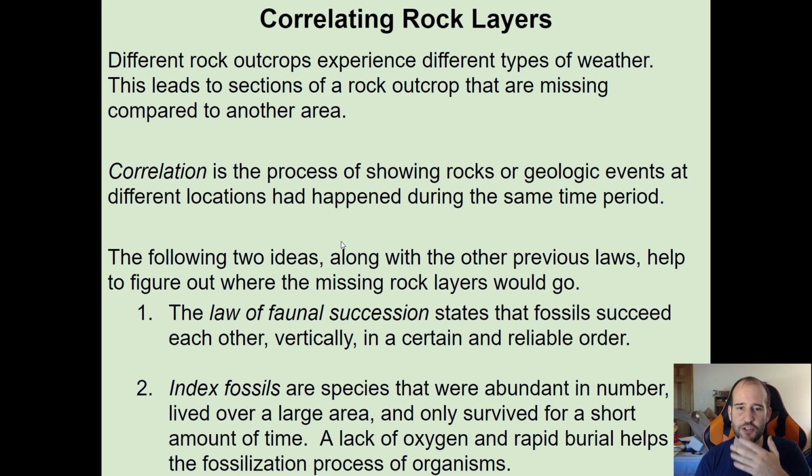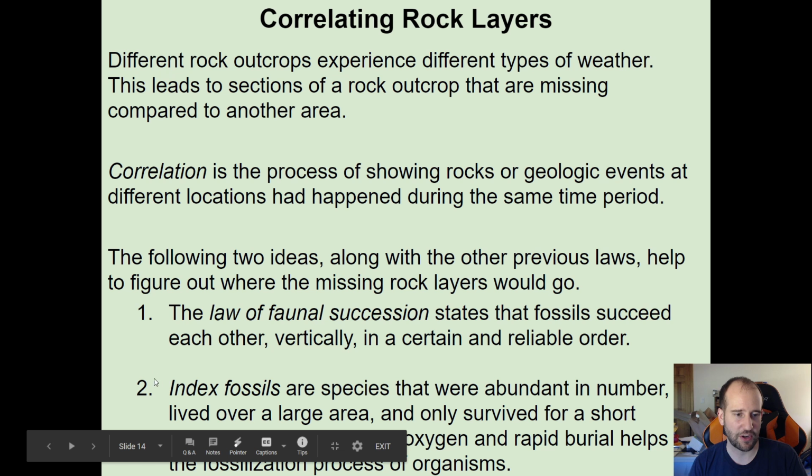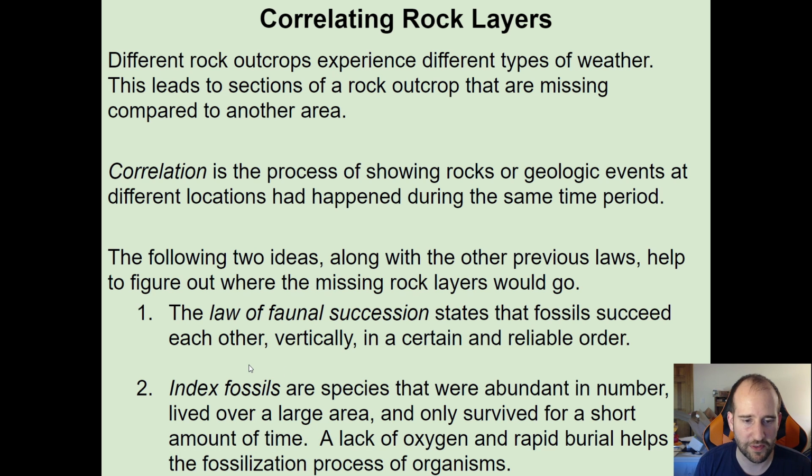And so that's why we go into correlating rock layers, and you can correlate these rock layers not just with animal fossils. Some of the best ones we have are called index fossils. I'll save that for a different day. But those are species that are really abundant in numbers, which means that for one time period in the world, they thrived. They were everywhere. There was a ton of them, and they lived over a large area. And then something happened and they all died off and they're just gone.